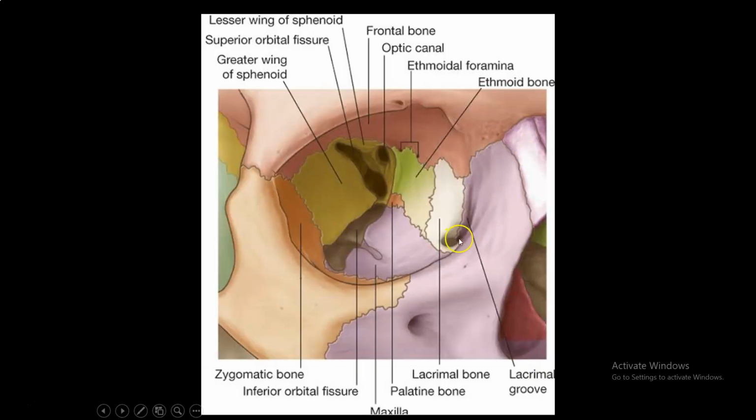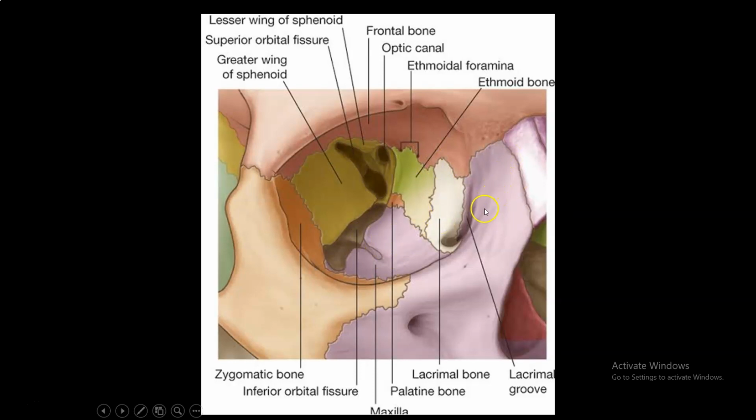Again, the roof: frontal bone here, orbital plate of the frontal bone. Behind it, the lesser wing of the sphenoid, containing the optic canal. This is the roof. Floor: orbital plate of the maxillary bone, and part of the zygomatic bone. The lateral wall: anteriorly the zygomatic bone, posteriorly the greater wing of the sphenoid, below the superior orbital fissure, and the inferior orbital fissure separating the greater wing of the sphenoid from the orbital plate of the maxillary bone.